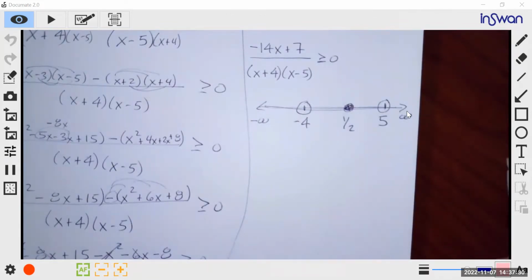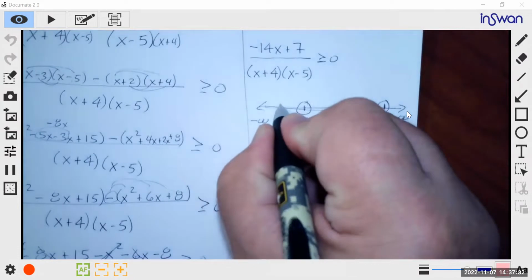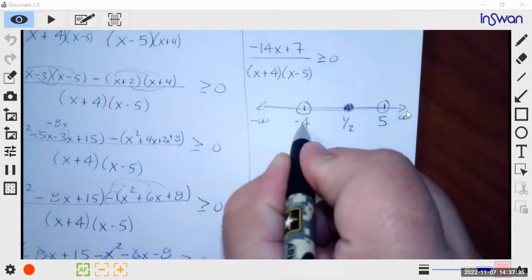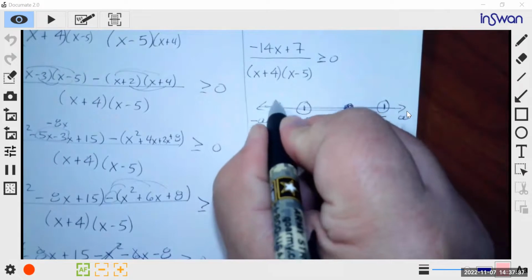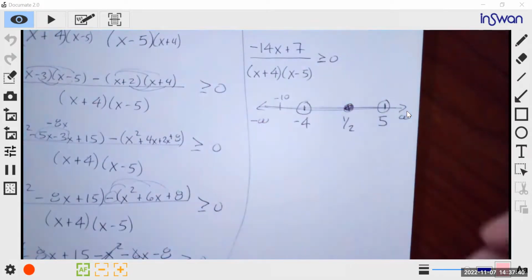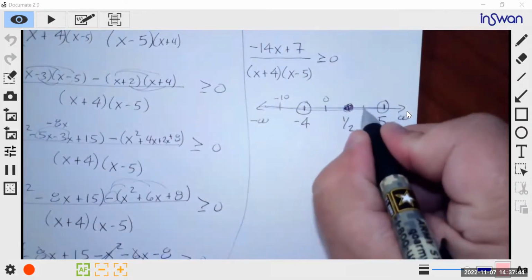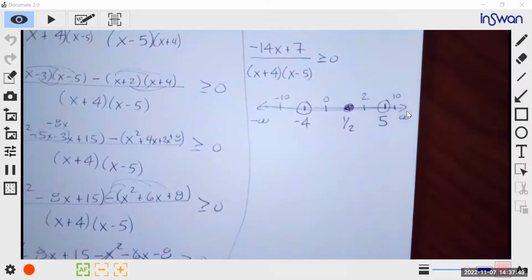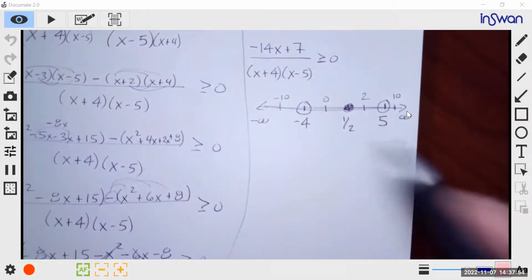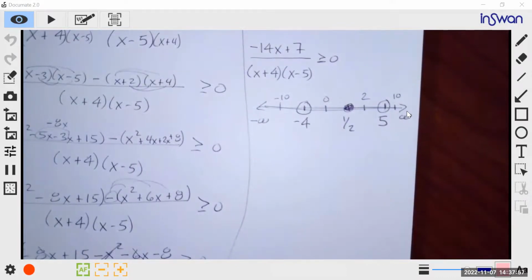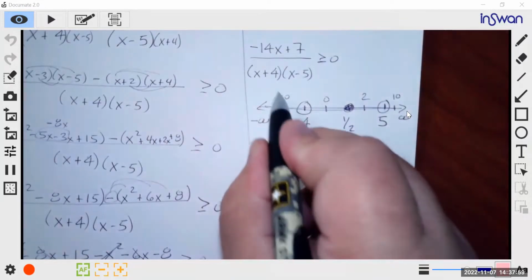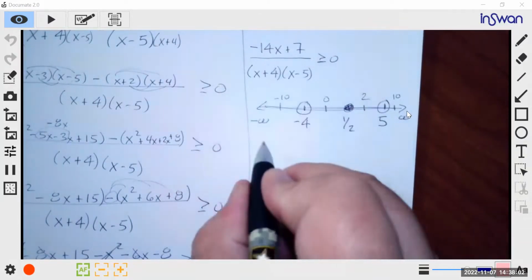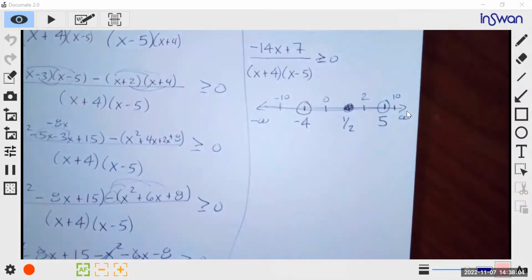All right, what values are we going to pick to test? Between negative infinity and negative 4, try negative 10. Now here we could try 0. We try 2 and 10. But I'll also show you a shortcut at this point. We've done enough that we may see a pattern. So let's try negative 10 inside this equation. We want it to be positive or negative?